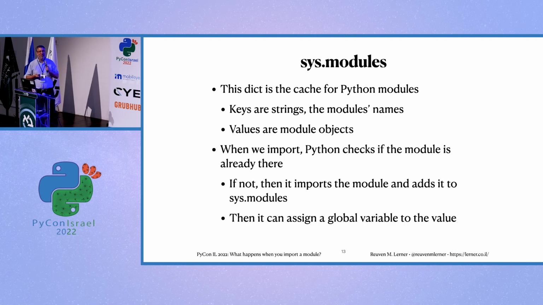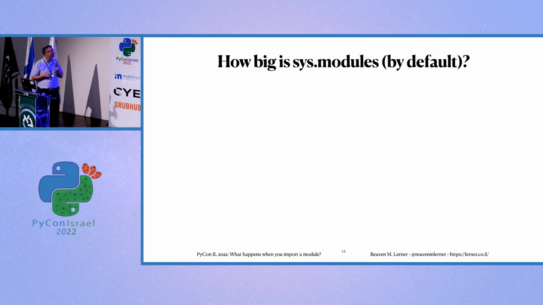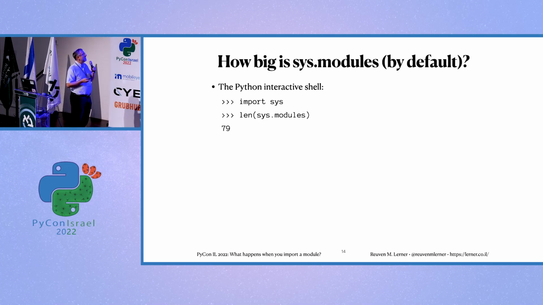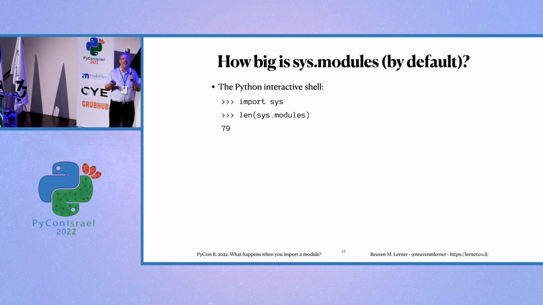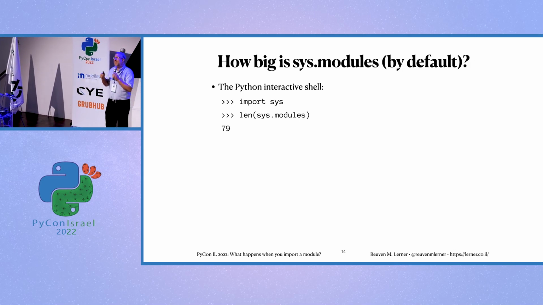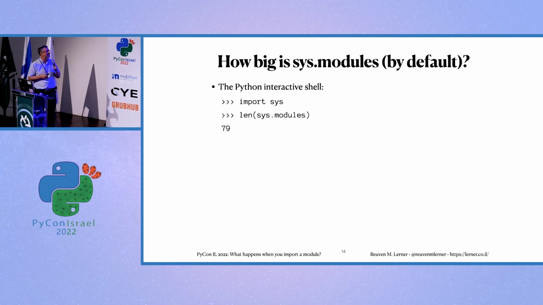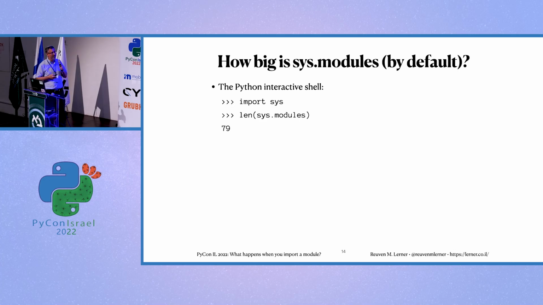Well, how many modules are loaded up by default? So I did a little bit of experimenting here. I loaded up the interactive Python shell, and I said import sys, because I need to import sys, and I said, tell me, how many modules are there? 79. So that's like the smallest number of modules you will ever see loaded into a Python program. That's like literally doing nothing other than importing sys and what you need for the interactive shell.